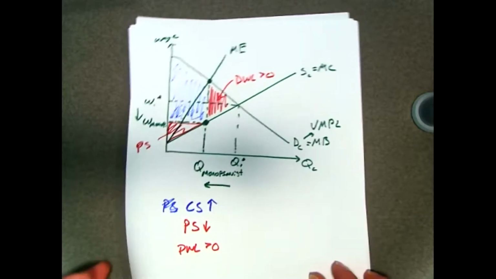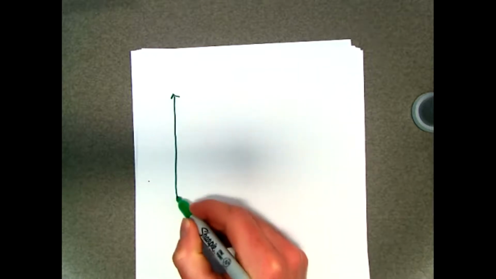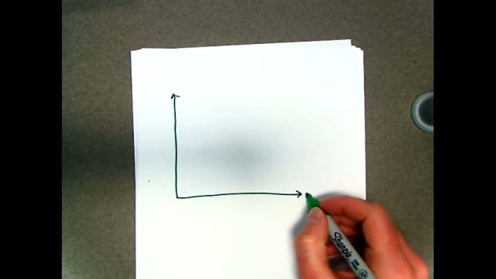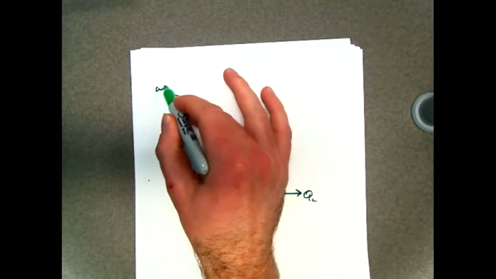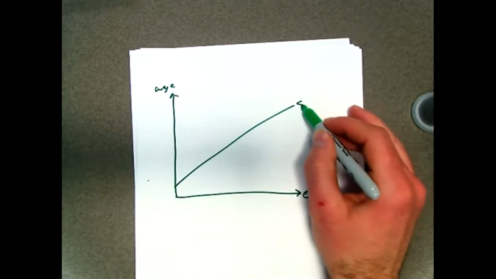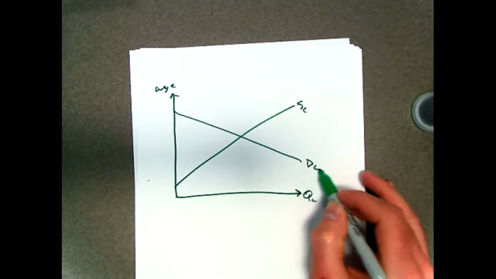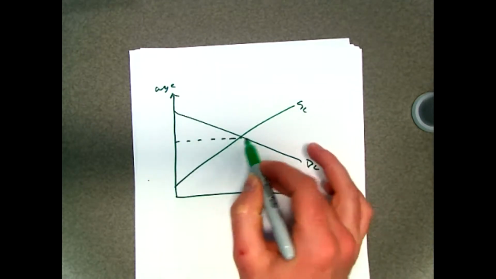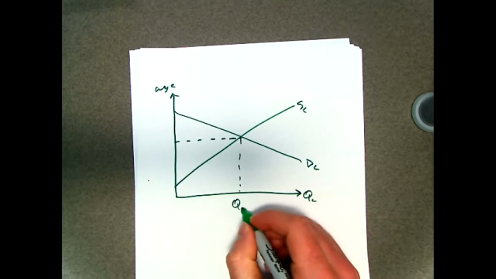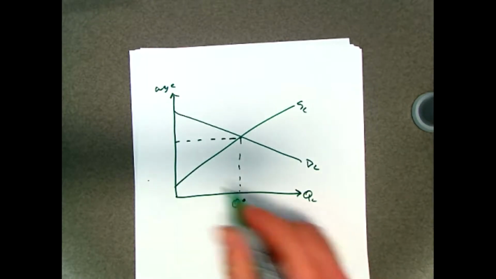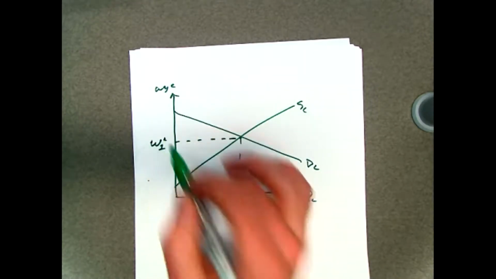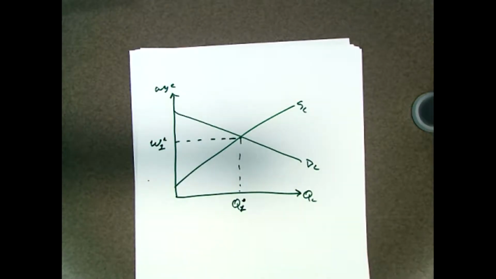What's going to be a result if we have a minimum wage? All right, so I want to review that here. Let's say we had a labor market, and it was currently in equilibrium. So it starts out here. And then the government comes in and sets a minimum wage. So what's going to happen?